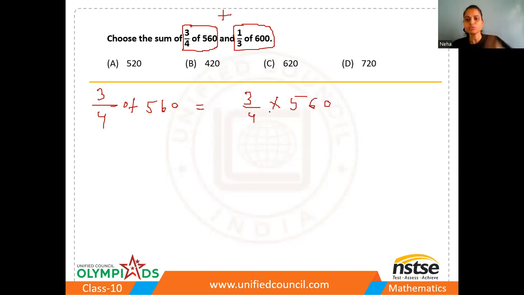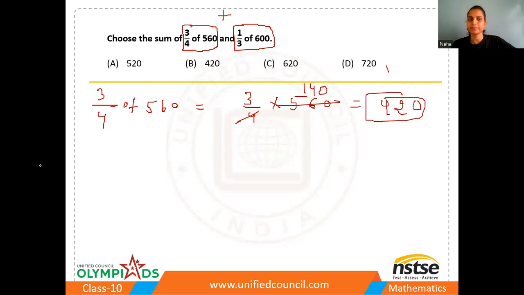Clear? So let me try to solve it. I can cancel out 140 times. So 4 3s are 12. 2, 3 1s are 3, and 1 is 4. So this is 420. Clear?